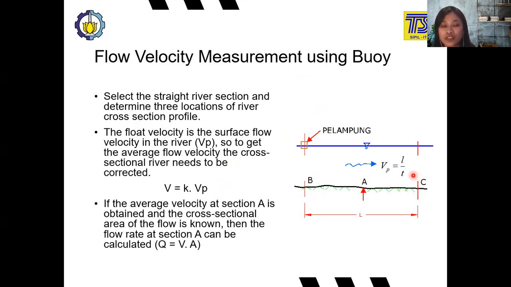If the average flow velocity at section A is obtained and the cross-sectional area of the flow is known, then the flow rate at section A can be calculated as Q equals velocity times the sectional area. So the average velocity on each section will be different, and then you can calculate the average velocity for each section.